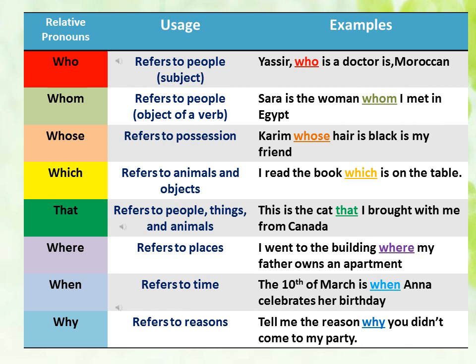The fourth one is which, which refers to animals and objects. Example: I read the book. Which book? Which is on the table.